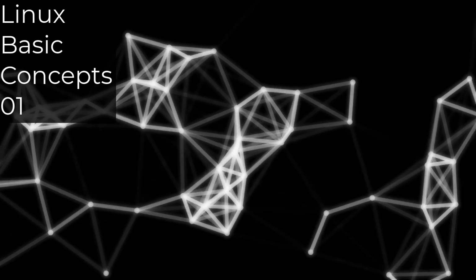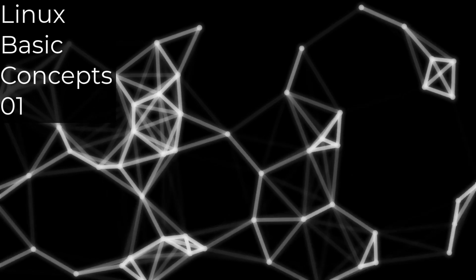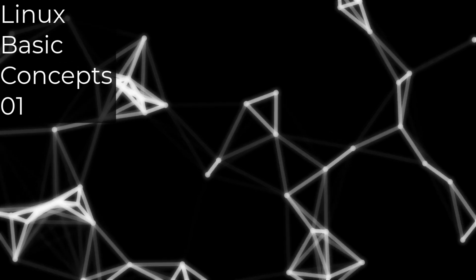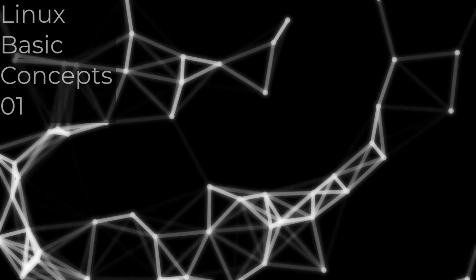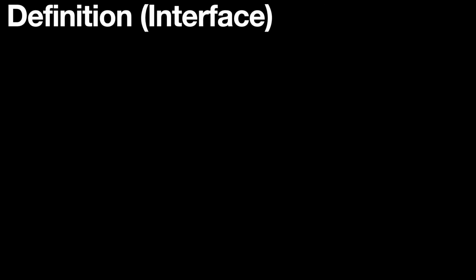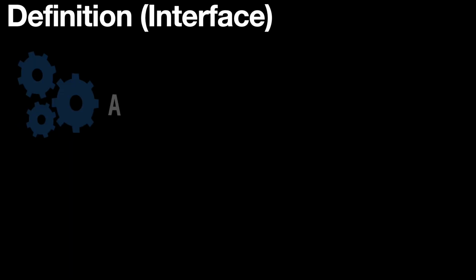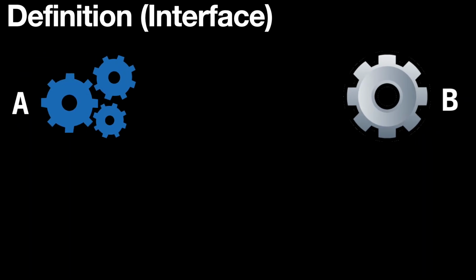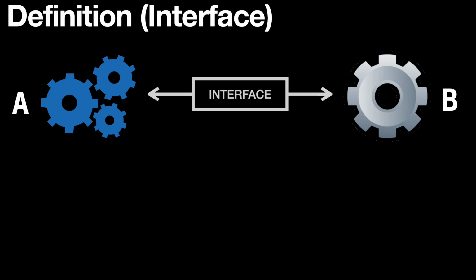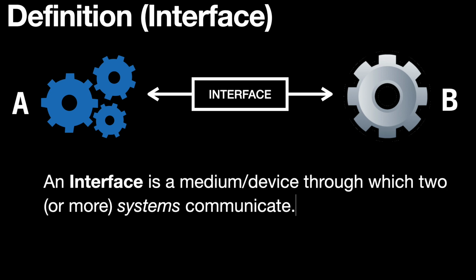Before starting with the practice, it is important to clarify several key concepts that we will be using a lot throughout the course. The first concept is that of interface. Imagine two different systems A and B. If I wanted to communicate these two systems, either to transmit information or commands, an interface would have to be implemented. That is, an interface is a medium or device that allows communication between two or more systems.